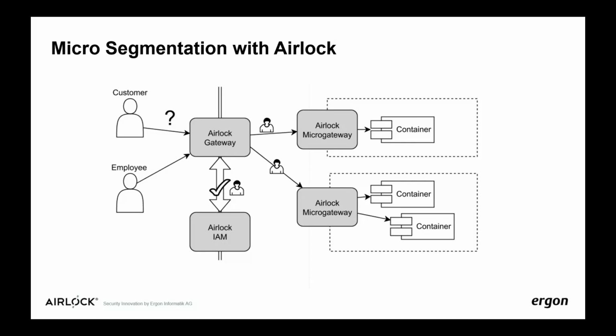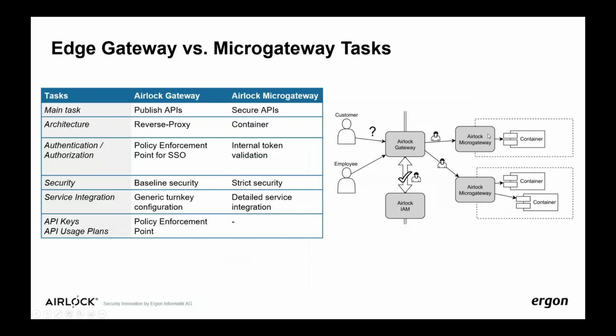What we typically recommend is to set up the Airlock Gateway in front, not too strict. So exceptions shouldn't be handled there. Security or filtering concerns shouldn't be solved there, but should be solved inside the Microgateway. Which means the main task is that the Airlock Microgateway will secure the API, while the Airlock Gateway will publish the API, meaning it will present the API to the front, to the internet.